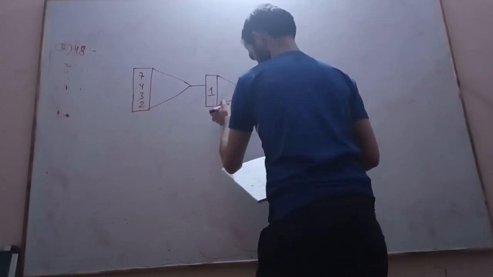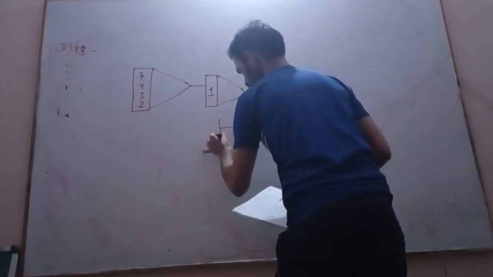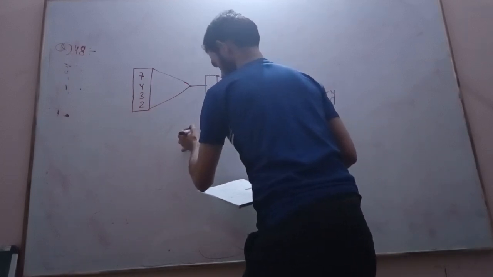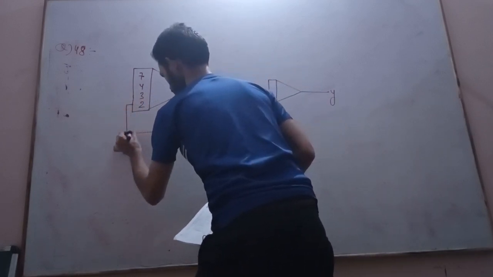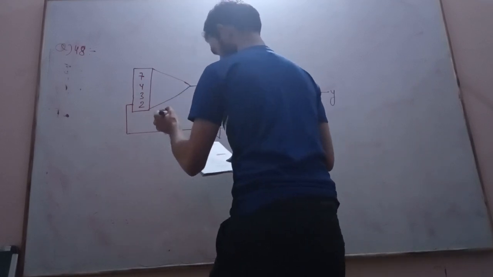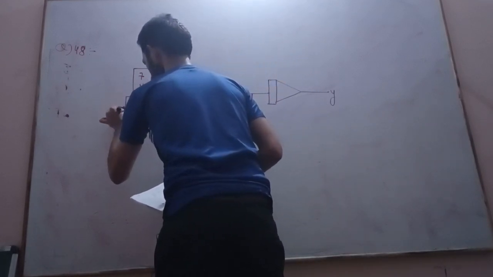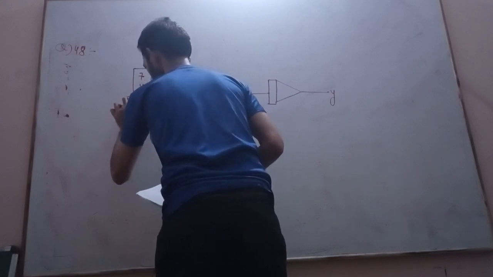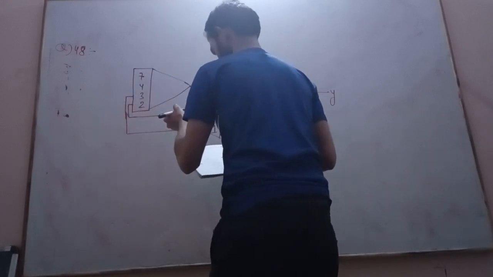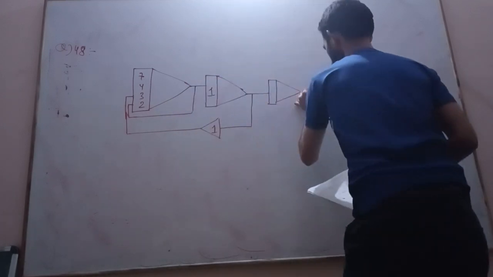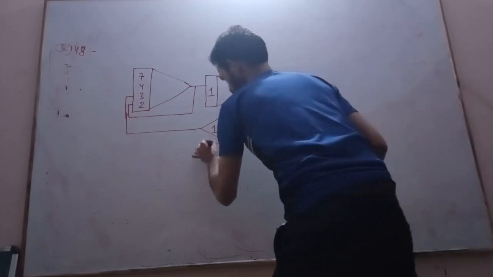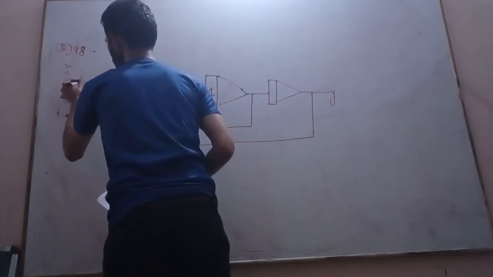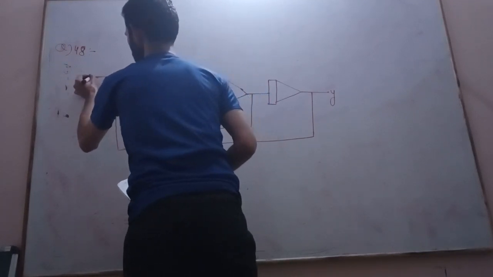If you see, this is my feedback from here, with inverter. This is my inverter, and this is connected to 2. Here this is connected to 3. And this is connected to 2 here. So this is my 2, and the output is connected to 4. And the input is connected to 7. So this is my X. X is connected to 7.